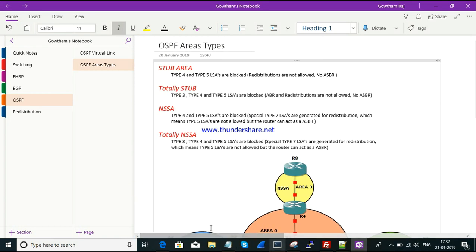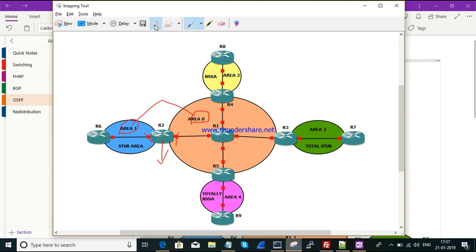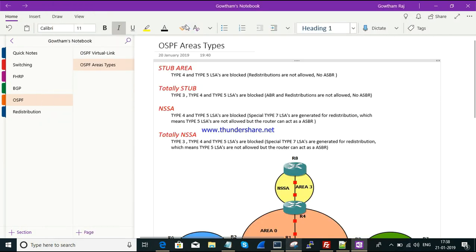OSPF area types. First we focus on stub area. What does a stub mean? Let me clear this off. Okay, what is a stub area? Stub means something, as the name indicates, something that is blocking.